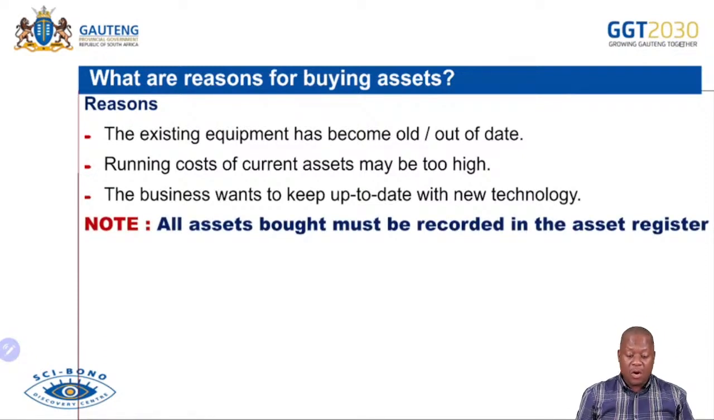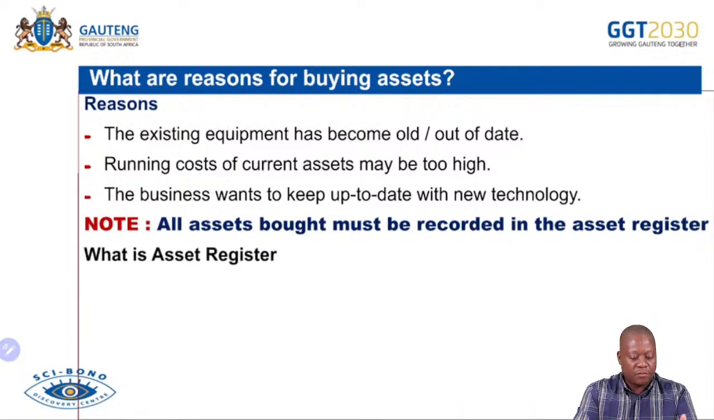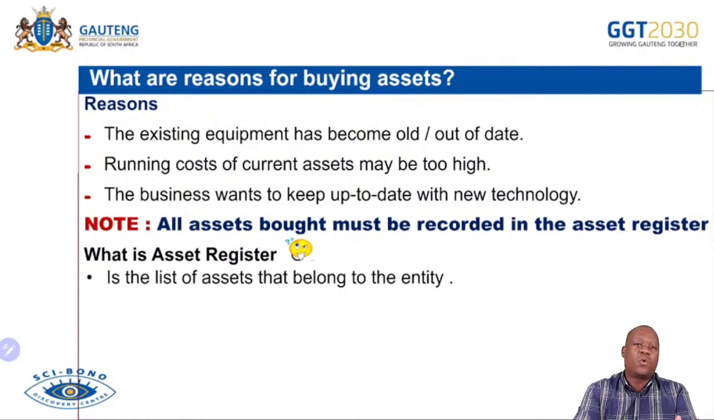Please take note, all assets bought must be recorded in an asset register. So there is another thing that we have got to look into here, an asset register. Even when you are enrolled at your current school, the first thing that they did is to make sure that they include you in that register. And they took all your details and they are found in that register. So the same happens when a business is buying new assets. They need to create an asset register where we have information about this particular asset. So what is an asset register? An asset register is a list of all the assets that belong to the business.